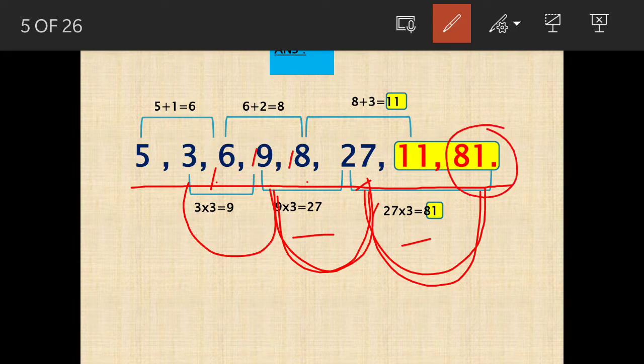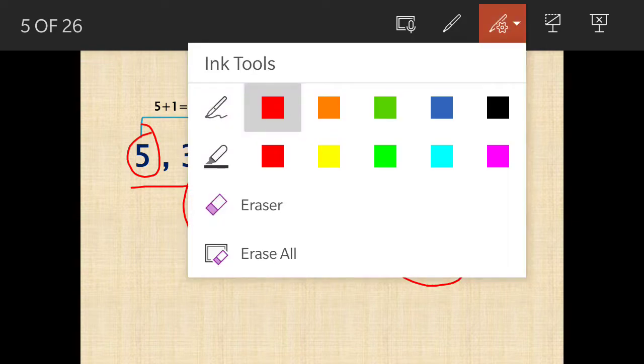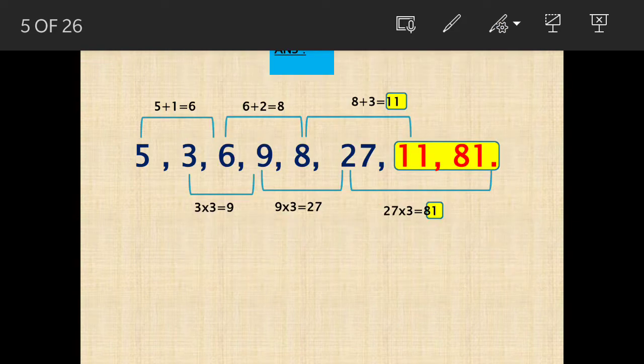Now see the first series: 5, 6, 8. 5 and 6 difference is 1. 6 and 8 difference is 2. So if you add 3 here, 8 and 3, this becomes our second term. So hope it is clear. I'll now erase the markings so that you see the answer yourself, and in case you have any doubts or questions, you can put them in the comment box. So now we'll see the next question.